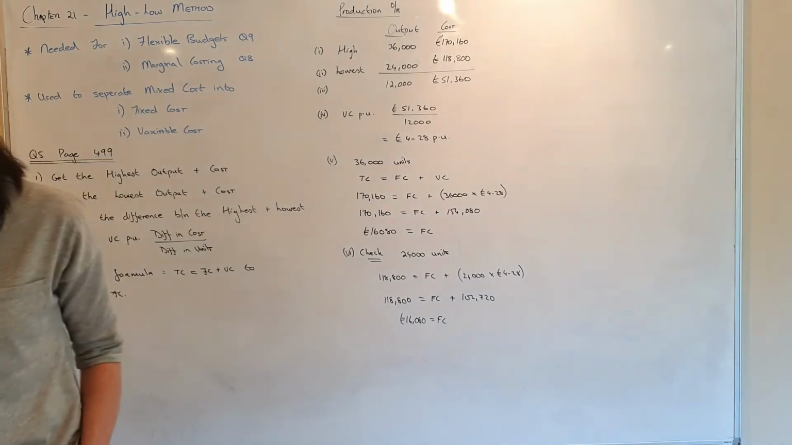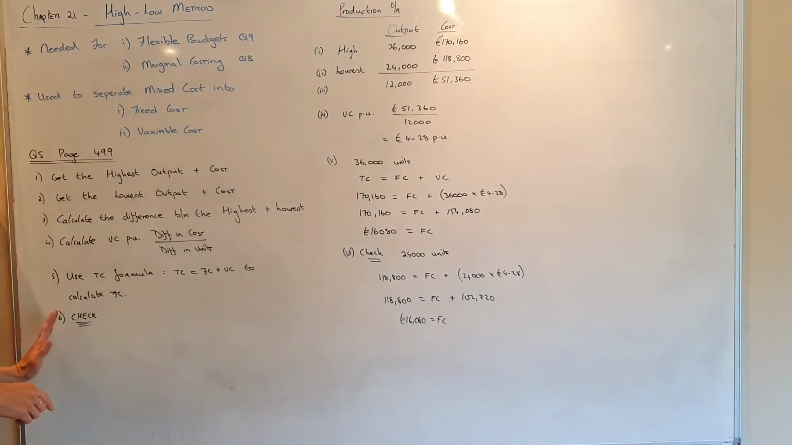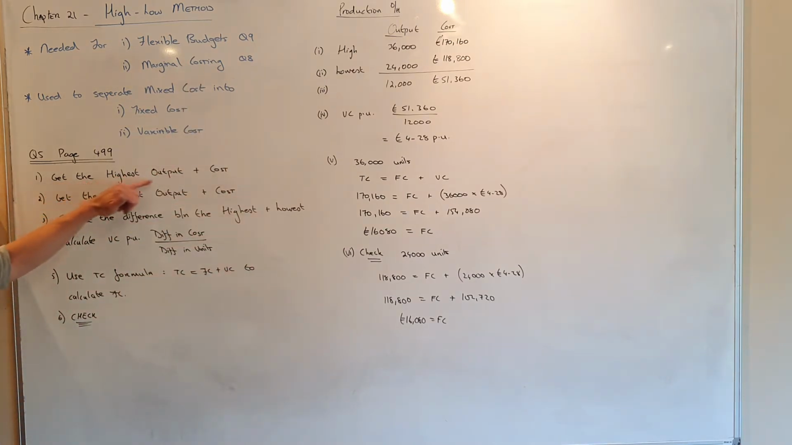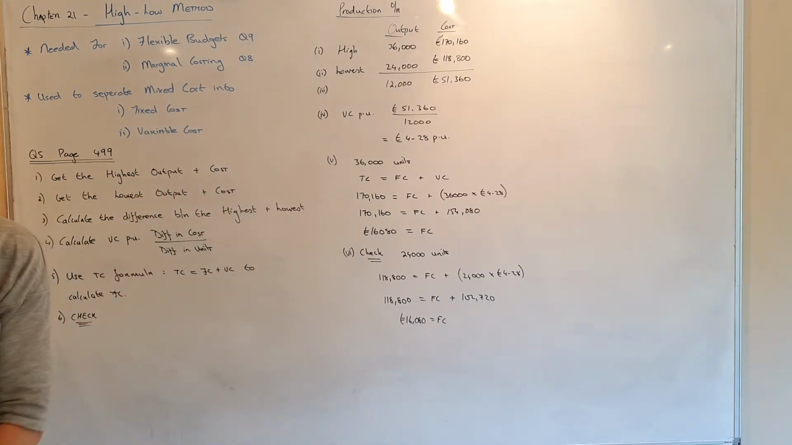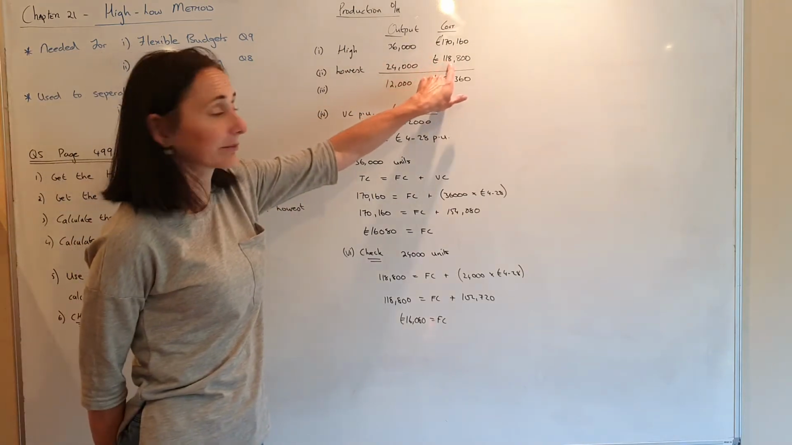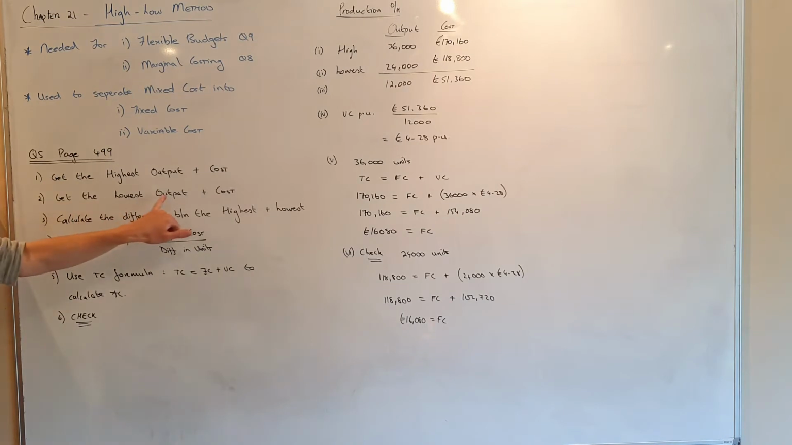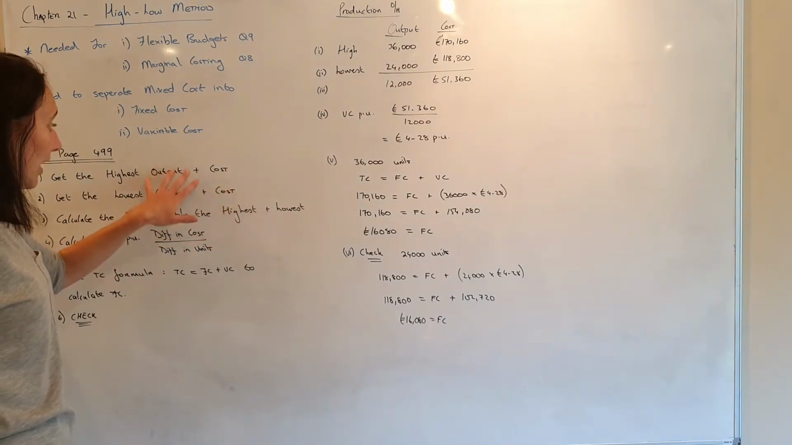I'm going to do the most difficult question. I'm going to do question 5 on page 499 with you. So I'm going to write down the steps here first of all, and then we're going to follow the steps and fill it in. So step 1, you get the highest output and cost. Now, if we look at question 5, it says separate production overheads. So go to your production overheads, and I want you to write down the highest cost and the lowest cost. Okay? And then step 2, I want you to write down the lowest output and the highest output as well.